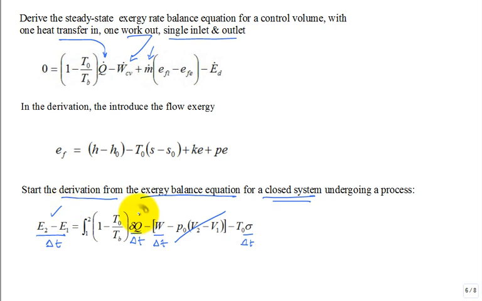This turns into a Q dot, and then what happens is you pick up a flow exergy. Well, in that derivation, you naturally are going to introduce a new variable called the flow exergy. How many people would like to see that derivation?